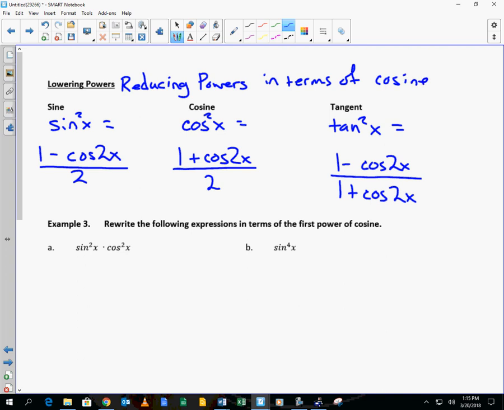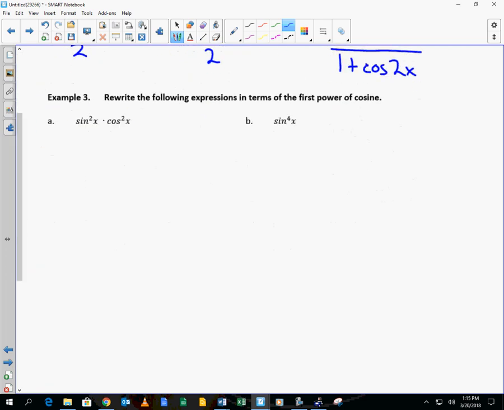So you notice that, first of all, the powers are reduced. Instead of a second power or third power or anything like that, you have the first power, and all the expressions have cosine. So the directions for this type of problem, when you get to your assignment or your test, would read something like this. Rewrite the following expressions in terms of the first power of cosine. I have sine squared times cosine squared. So I have two powers that exist that I want to get rid of. And I don't want sine, I just want cosine.